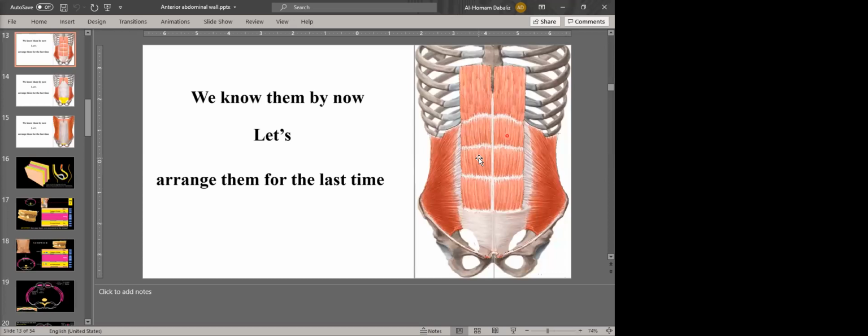Make sense? Yeah. So the coverings of the rectus abdominis muscle is what we call the rectus sheath. Where do these coverings come from? They come from the other abdominal wall muscles and their aponeuroses.